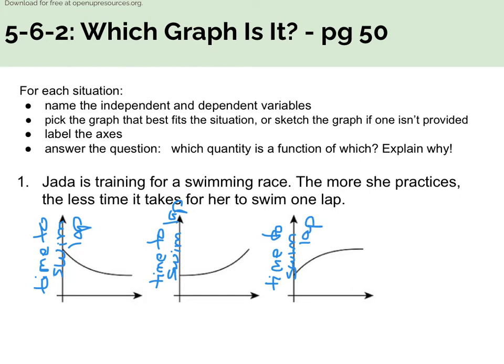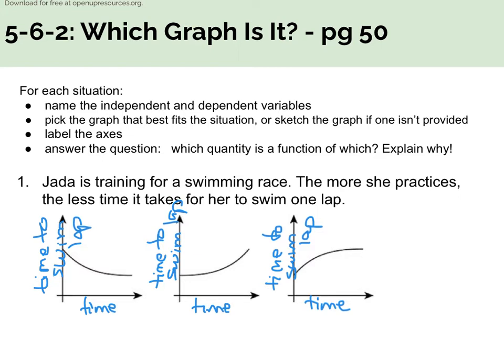Time to swim a lap. This one is a little bit different because we're looking at the lap time versus just the time it actually takes to swim itself. So it's the time of actually doing it versus the time of looking at it.